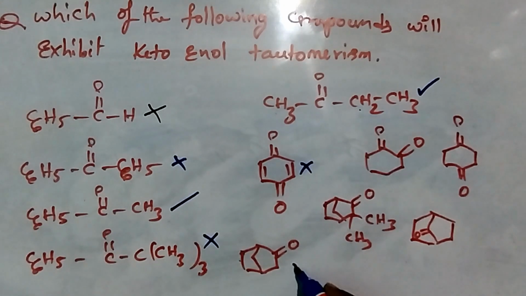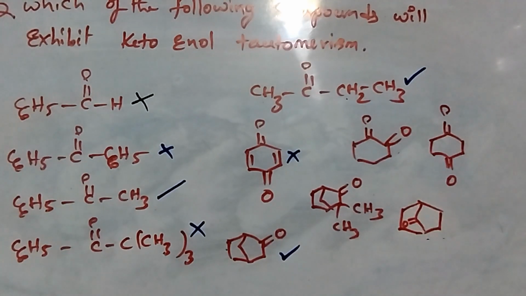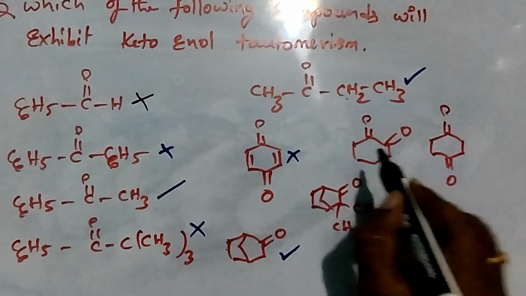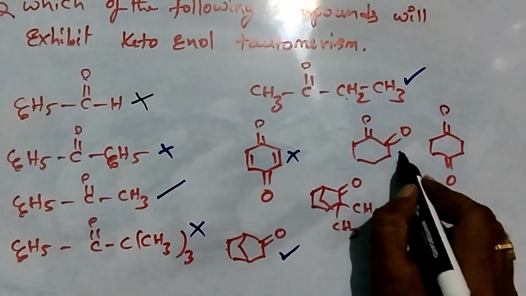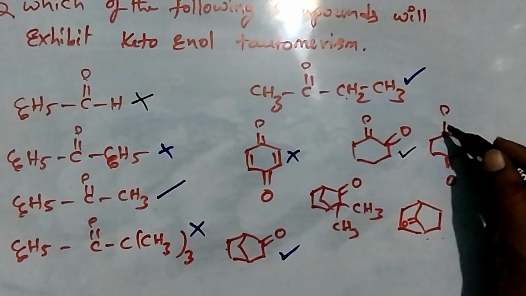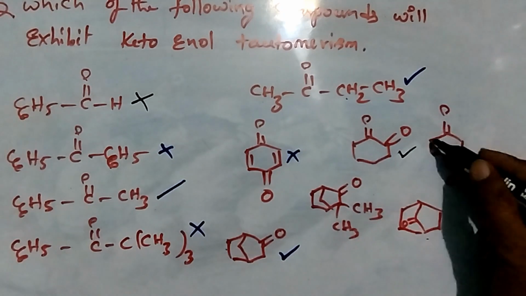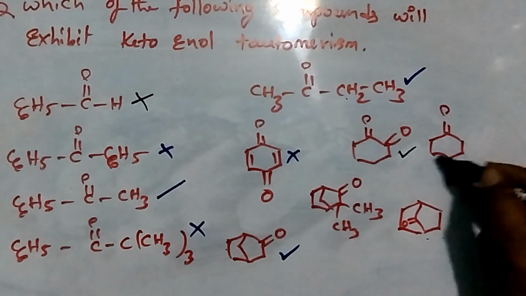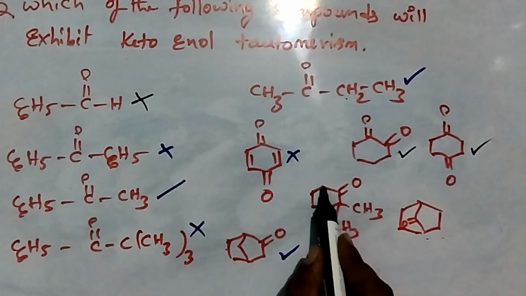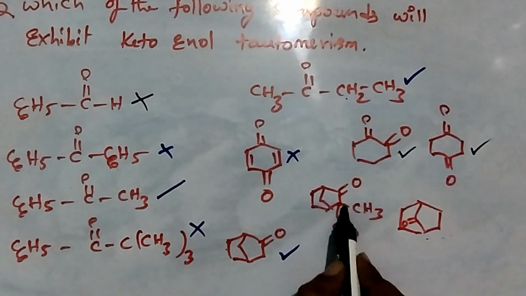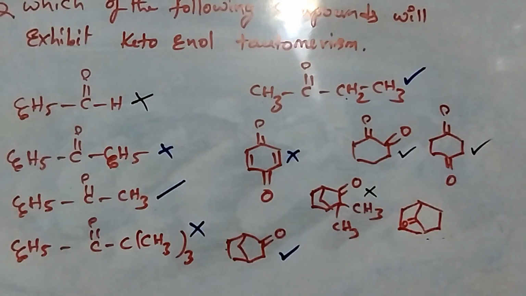Okay, then this is here 1 alpha. In this again, see, these 2 keto forms are there, here this is alpha, so it will exhibit. Then here 2 keto forms are there, for this sp2 carbon 2 alpha hydrogens are there, for this sp2 carbon 2 alpha hydrogens are there, it will exhibit. See, here 1 alpha carbon is a bridged carbon, another alpha carbon is a methyl group carbon, so it will not exhibit.